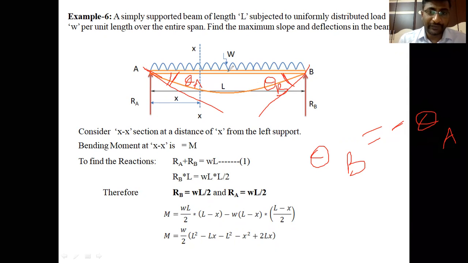And the maximum deflection occurs at the center. If we draw the tangent at the center for that curve, the tangent is in a horizontal position. So the angle of this horizontal line is 0. Therefore, slope at center is 0. Let us take the center point as C. Then theta C is 0.